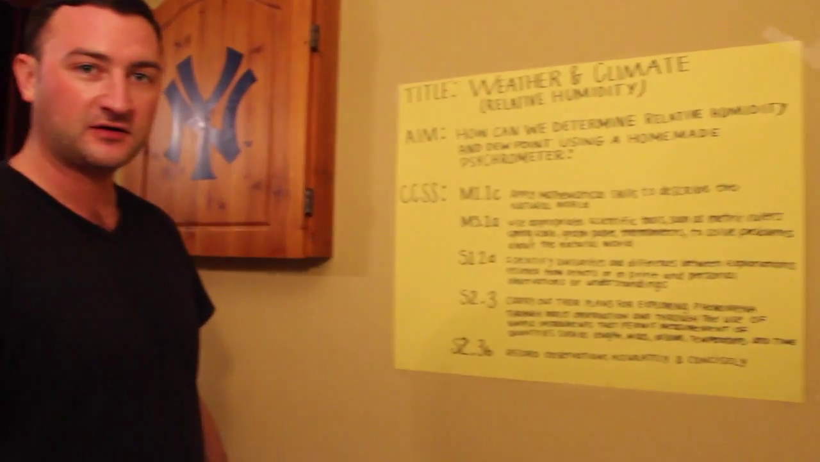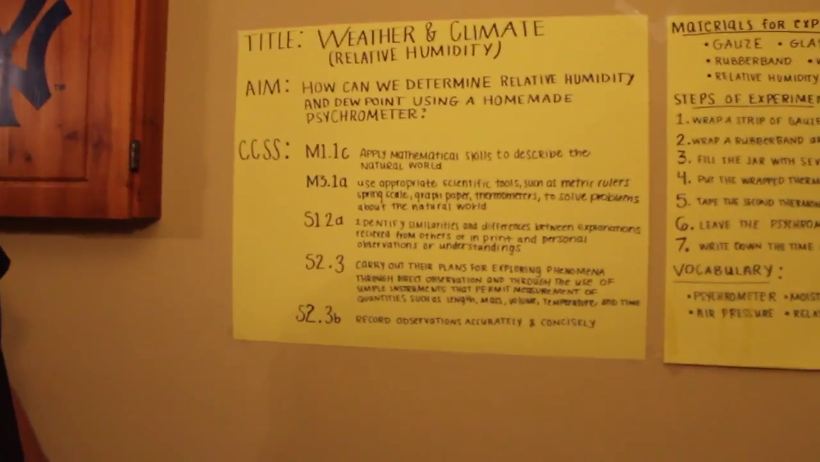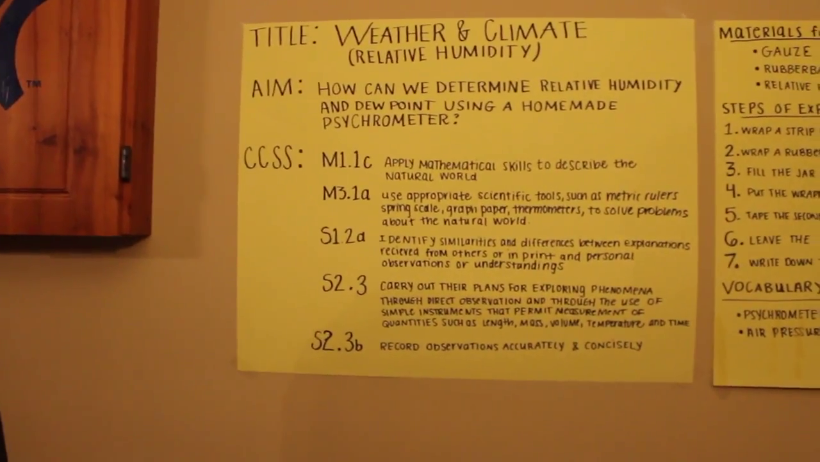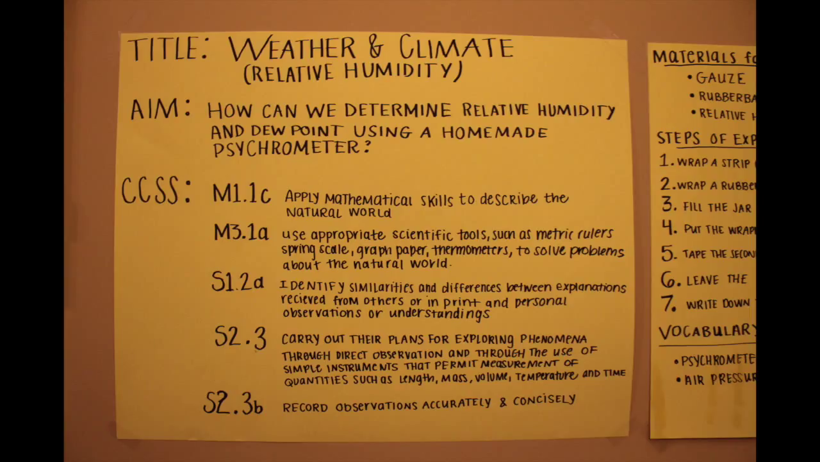And finally, here are some of the Common Core state standards that will be applied for the experiment. Apply mathematical skills to describe the natural world. Use appropriate scientific tools such as metric rulers, spring scale, graph paper, thermometers to solve problems about the natural world.